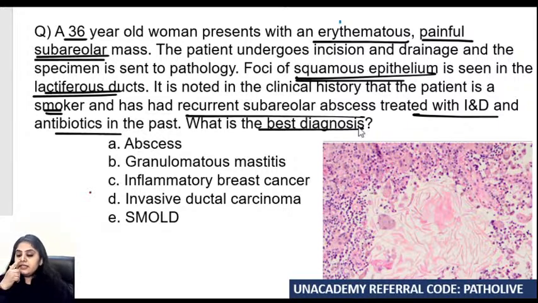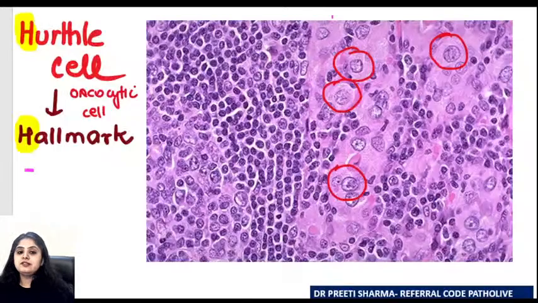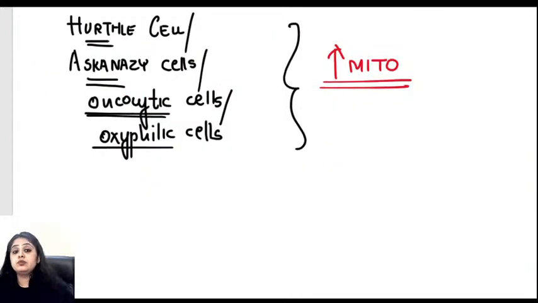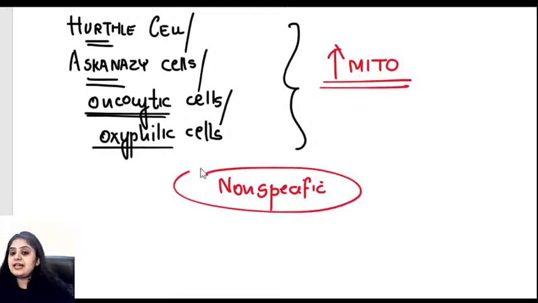Okay, so before that, I think we've got a few questions pending. Someone had asked me about Hurdle cells, also seen in. Hurdle cells, yes. So if you ask me, ma'am, is Hurdle cell specific for Hashimoto's? No. Hurdle cell is a non-specific finding. You can even get it in tumors. You can even get it in cancers. So I never make a diagnosis just looking at Hurdle cells. I have to look at the entire picture.